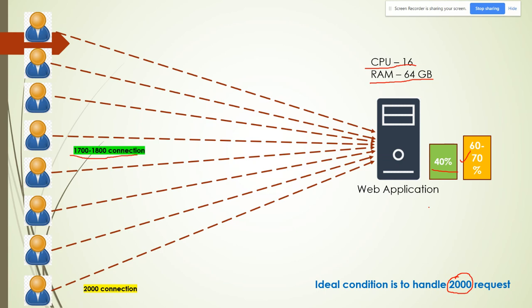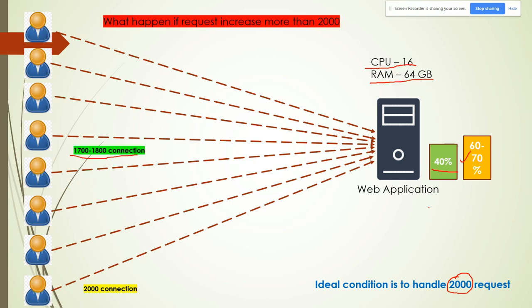And the worst condition, what you did not expect before. Now, today or someday, the connection goes more than 2000. Suppose your website becomes very popular and the requests all of a sudden increase from 2000 to above 2000. What happens in this situation? If the connection was 1700 to 1800, the CPU utilization goes to 40%. If it reaches 2000, then the utilization of your system becomes 60 to 70%.